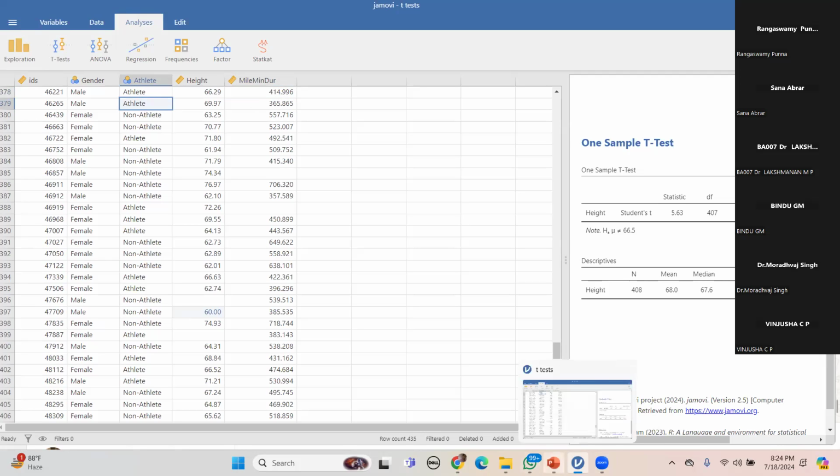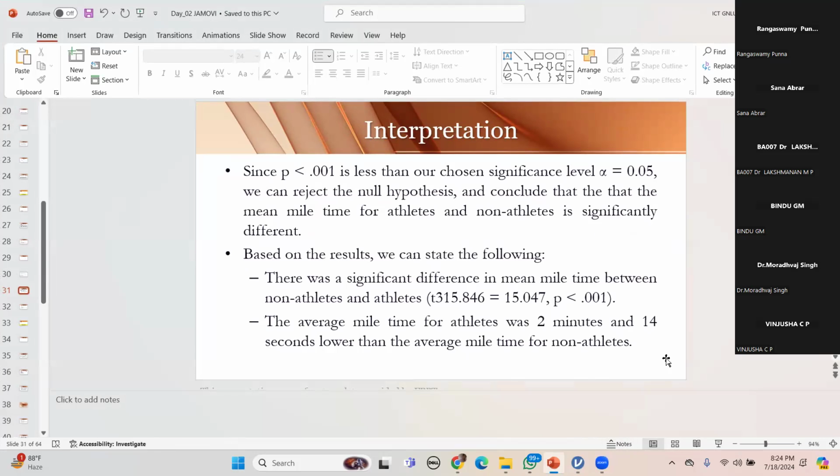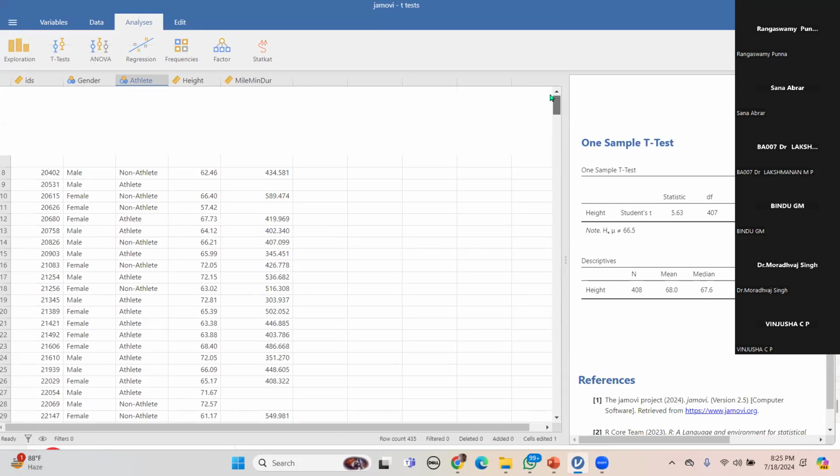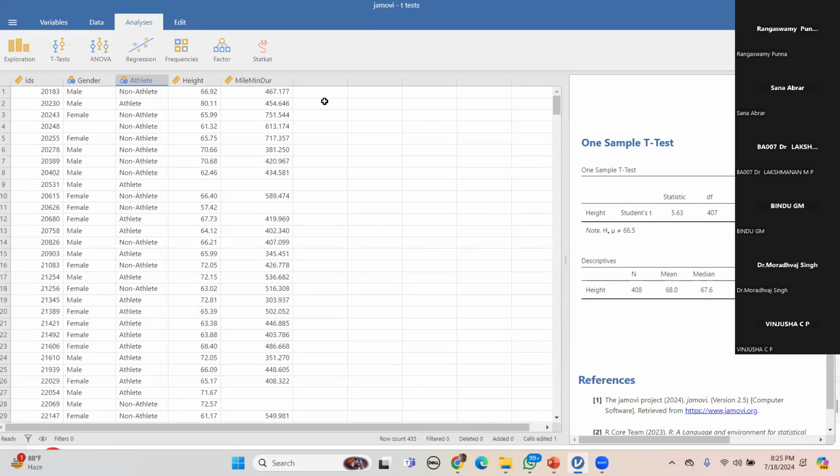Now, my null hypothesis is that there is no significant difference between athlete and non-athlete category when it comes to the number of miles per minute duration. Whereas my alternative hypothesis is that there is a significant difference between athlete and non-athlete category when we compare the number of miles per minute duration.